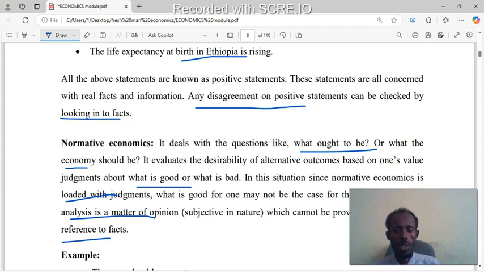So normative economics is loaded with judgment. There are a number of judgments in normative economics. For example, what is good for one may not be the case for the other. So normative analysis is a matter of opinion, or subjective in nature, which cannot be proved or rejected with reference to the facts. So there is a debate in normative economics.